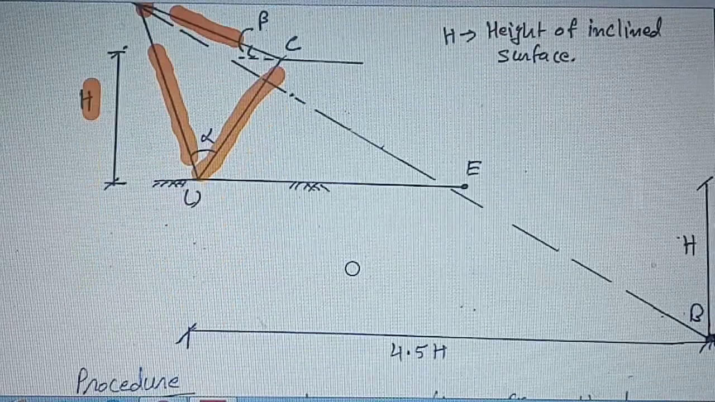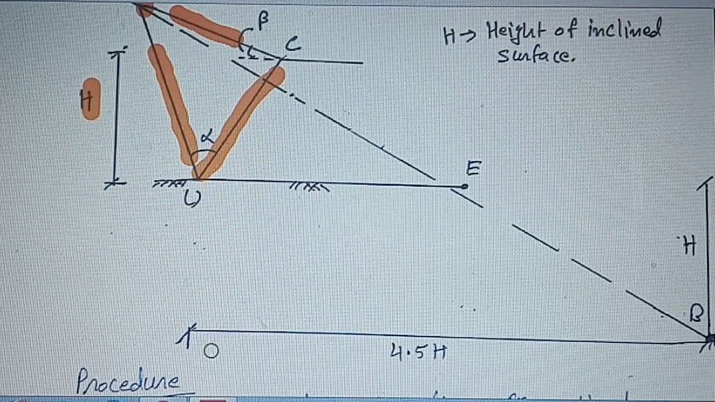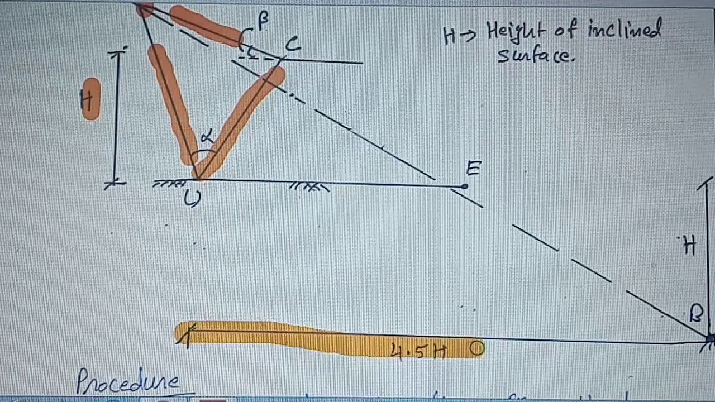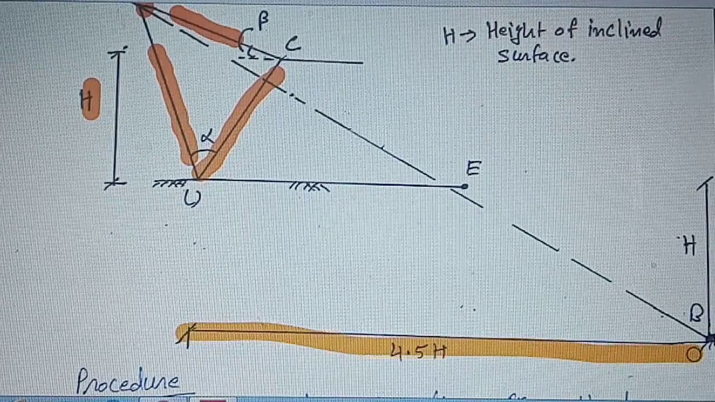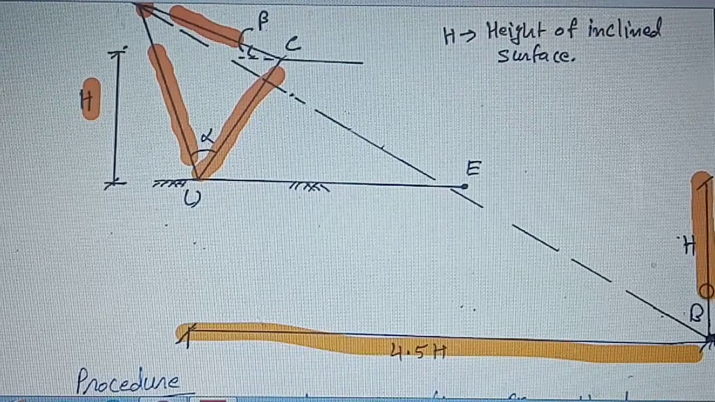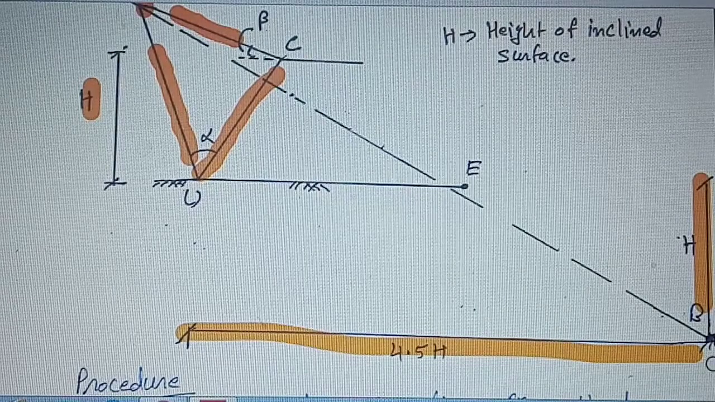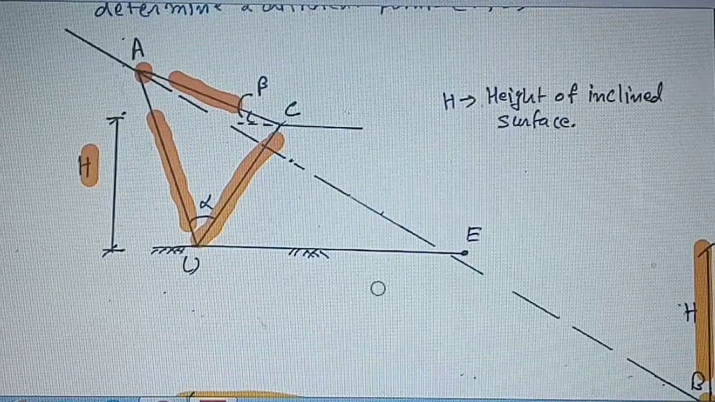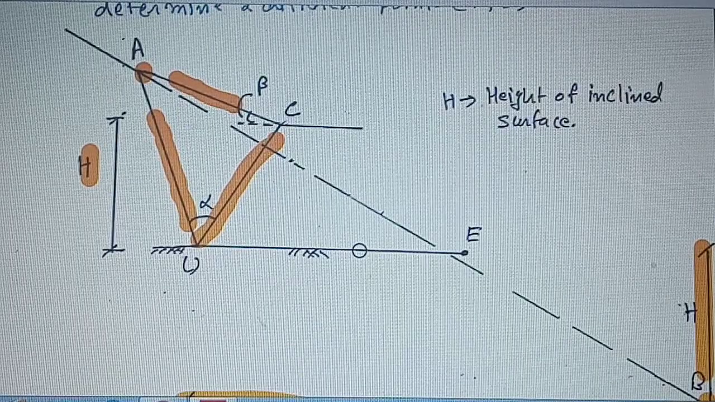For locating the second point, point B, it is at a distance of 4.5 times h from upstream and at a depth of h from the toe of the slope, and at the point of intersection of these two lines we may locate another point B. So by joining A and B, it is the Fellenius's line.